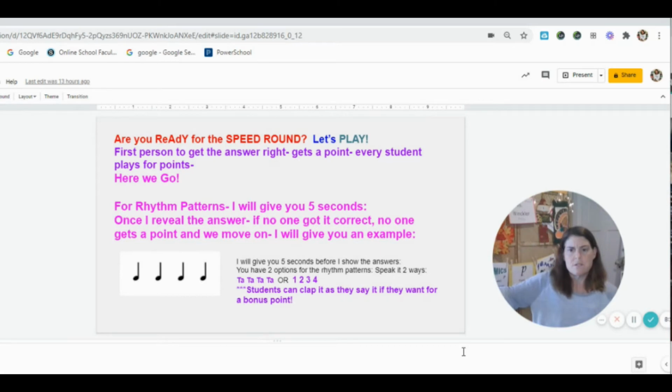Woo! Need a little noise maker. You know, it's more fun.